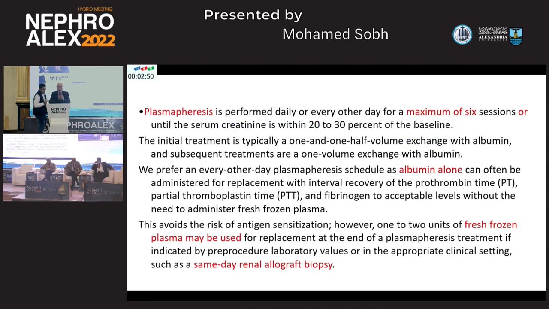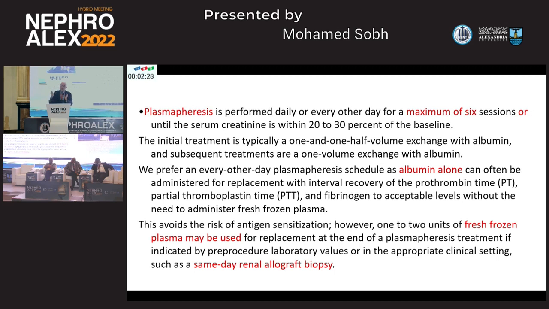What about plasmapheresis? It is performed daily or better every other day, but for a maximum of 6 sessions. Some centers will continue till creatinine goes down. Of course, we make 6 sessions only, but on alternate days.